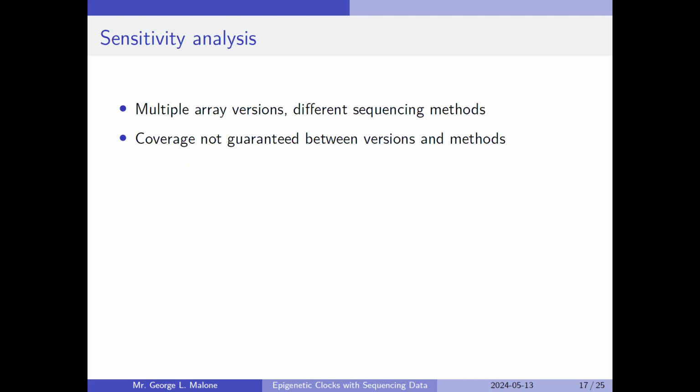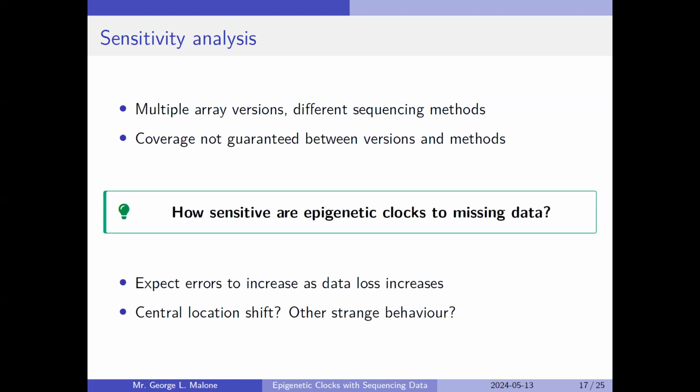And there are multiple different array platforms. Three, I think, coming out quite soon. Coverage over the same CpGs may not be guaranteed between these platforms. So how sensitive are epigenetic clocks to missing data? We'd expect the errors to increase as the data loss increases. If you see anything else, it'll be strange.